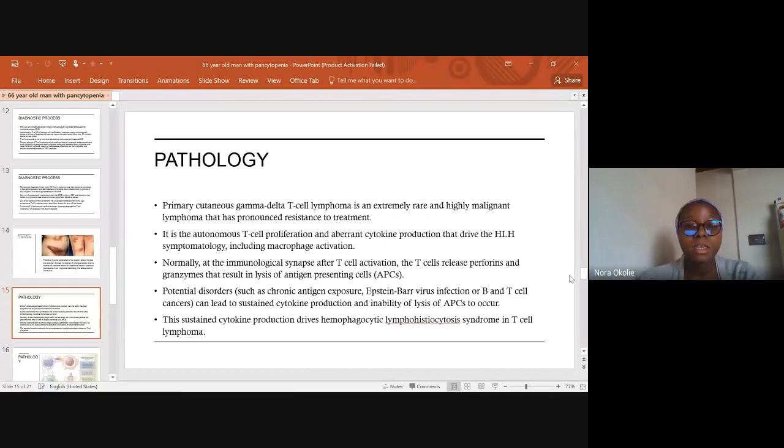Normally, in the immunologic synapse, after a T-cell is activated, the T-cell releases perforins and granzymes that result in lysis of the antigen-presenting cells. However, when there are certain disorders such as chronic antigen exposure, Epstein-Barr virus infection, or B-cell cancers, certain genetic alterations can cause sustained cytokine production and also inability to lyse the antigen-presenting cells. Because of that, the macrophages will remain active, and due to the sustained cytokine production, they will phagocytose erythrocytes, red blood cells, and this will give rise to hemophagocytic lymphohistiocytosis. So this is how T-cell lymphoma could possibly cause HLH symptoms.